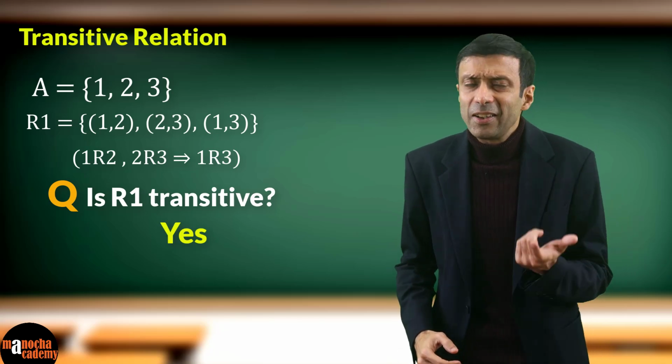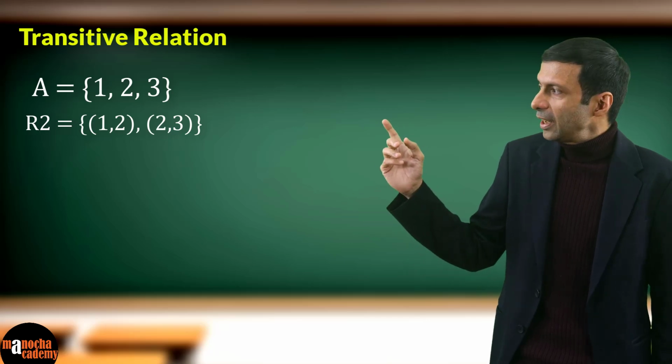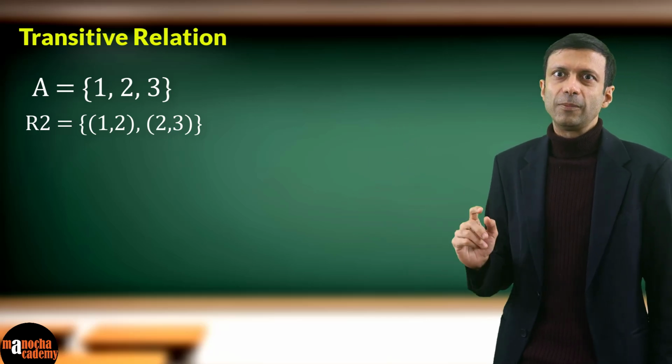Now let's look at another example. Let's say I give you this relation R2, which contains (1, 2) and (2, 3).